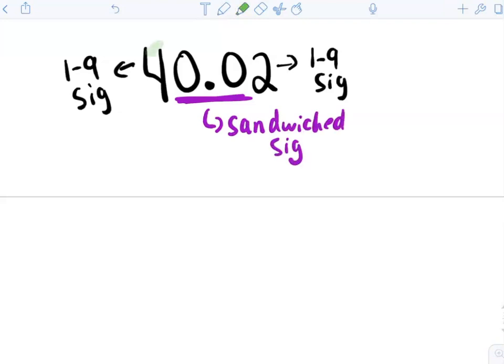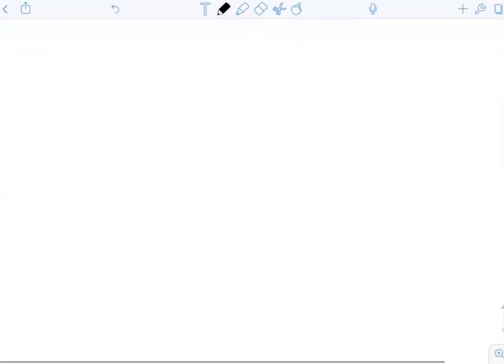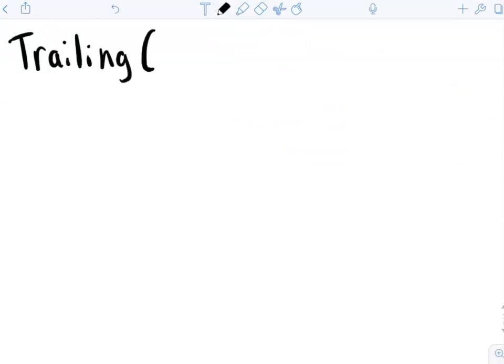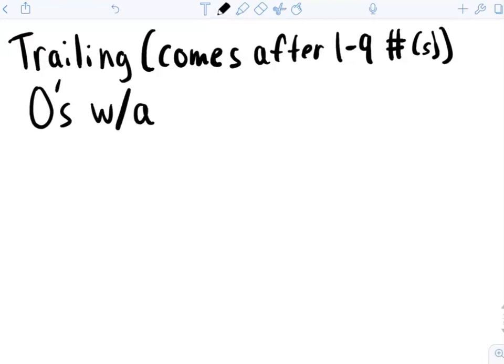So again, in this number, we're also going to have 4 sig figs total. Okay, now our next category of numbers is going to be trailing. So if I'm trailing, that means that I'm coming after a 1 through 9 number. So trailing zeros with a decimal.